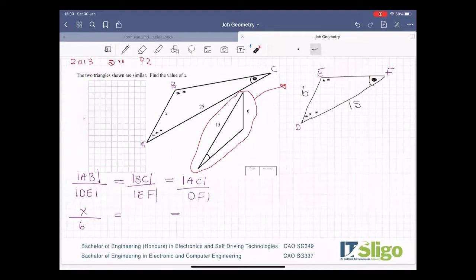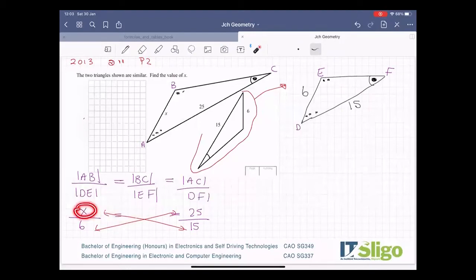So let's come over to AC. Well, I know that's 25 over DF, which is 15. So there's the two pairs I'm going to take. At this point, what we do is we cross multiply so we can solve. You're allowed to do that only when the equals sign sits in the middle, and what it does is it gets rid of fractions.